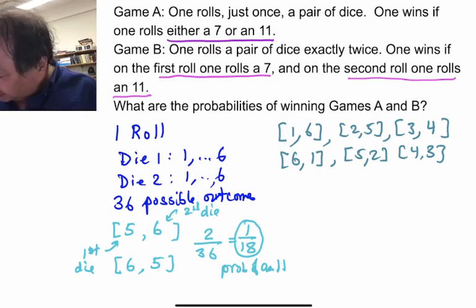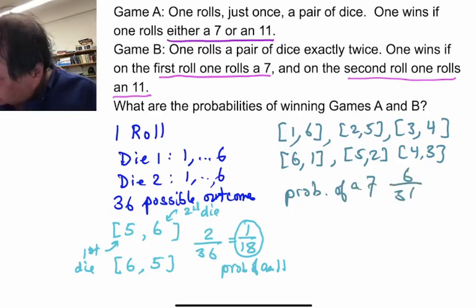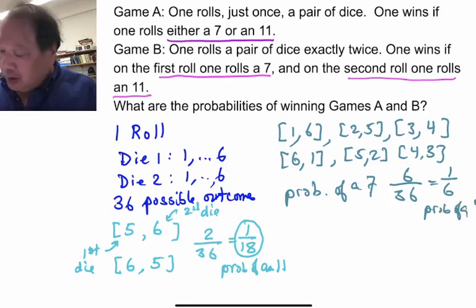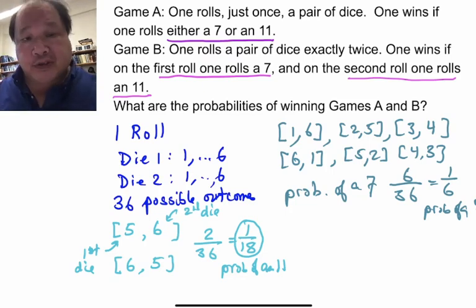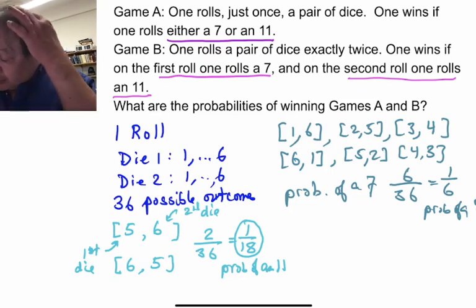And so the probability of a 7 is there's 6 ways of doing it out of the 36. It's 1 out of 6. So that's the probability of a 7. Okay, so now we figured out the probabilities of the 7 and 11, and now let's turn to the problems, games A and B. Why don't you work on the problems and we'll trade answers.